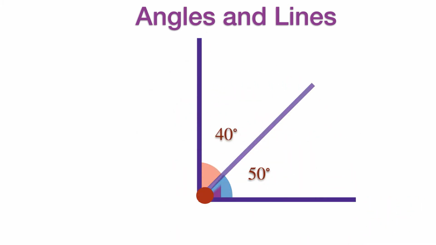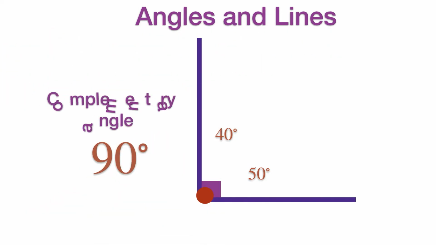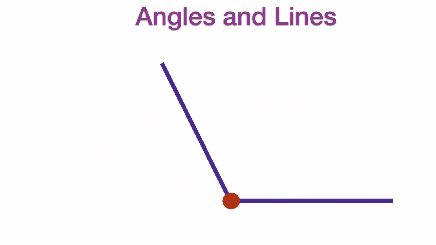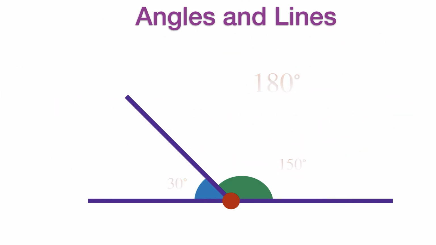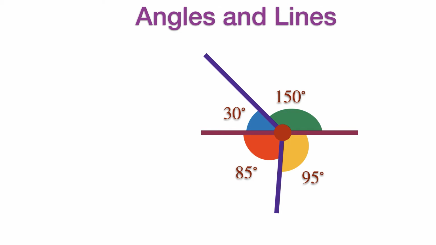Angles that add up to 90 degrees are known as complementary angles, and angles that add up to 180 degrees are known as supplementary angles. And the angles around a vertex always add up to 360 degrees.